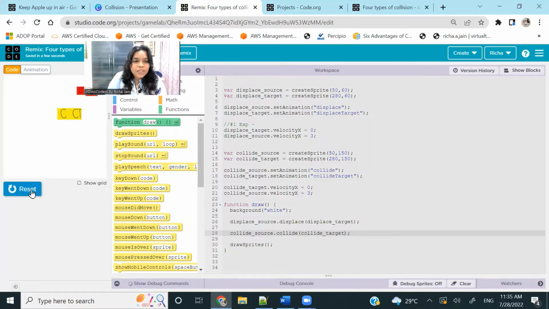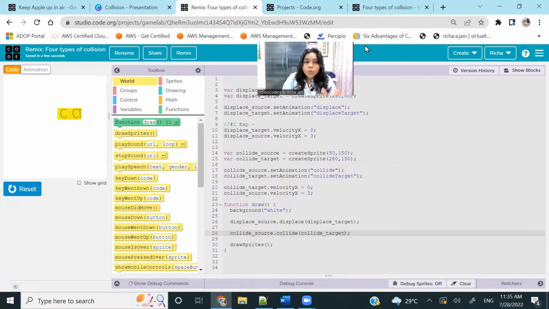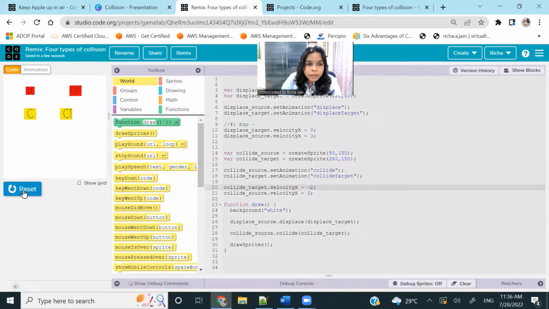Did you notice what happened in this case? Both these sprites stop. Why? Because my velocity x of collide target was 0 here. Let's do another experiment. Let's put this as velocity -2. We can't keep it +2 because if both are going in the same direction, the two sprites will never collide. They will never touch each other. So I will reset and run it again. Now what happens? Did you notice? My source is also moving along with the target, which is just the opposite of displace.